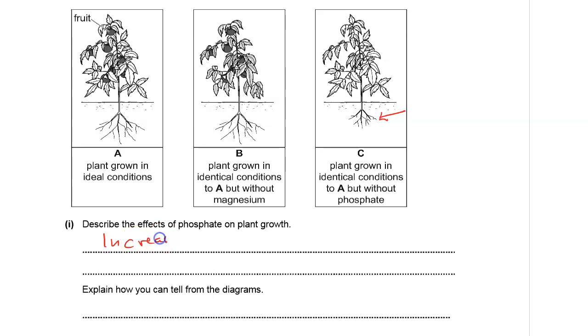So, describe the effect of phosphate in plants. Phosphate increases the root growth, of course. And also you can see that C does not have fruits, like you can see in both B and A. Therefore, phosphorus also is required for fruit growth.